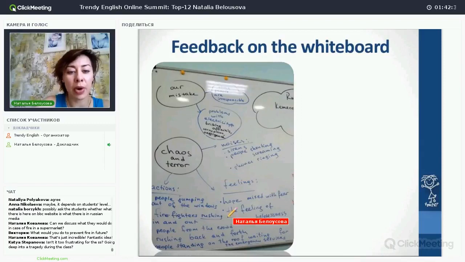So this is my whiteboard, and these are basically what they said. But I also tried to reformulate a little bit. It's good to reformulate on the way, because these are the students' ideas, so they know exactly what they mean. You just help them word their ideas a little bit.